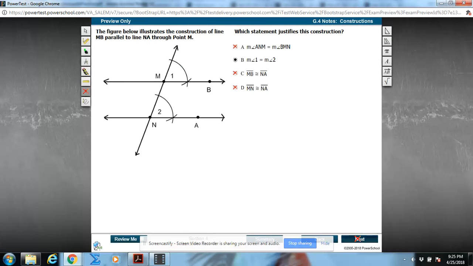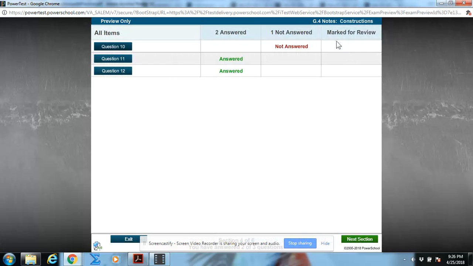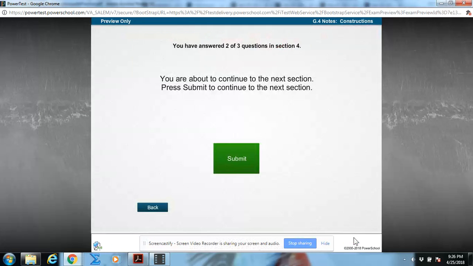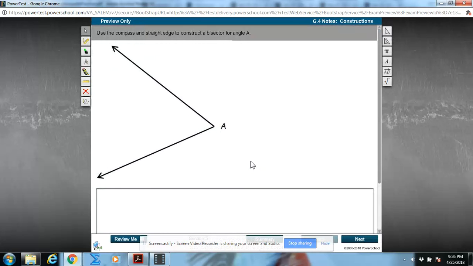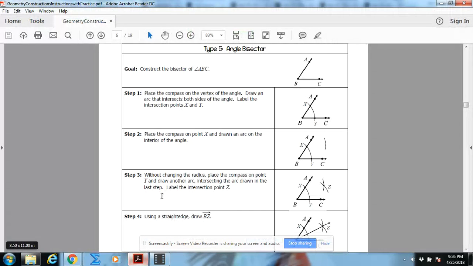I need to move up to section 5 in your online notes named G4 Notes Constructions. So section 5, we are working on building angle bisectors. Okay, so step 1, place the compass on the vertex of the angle. Draw an arc that intersects both sides of the angle.